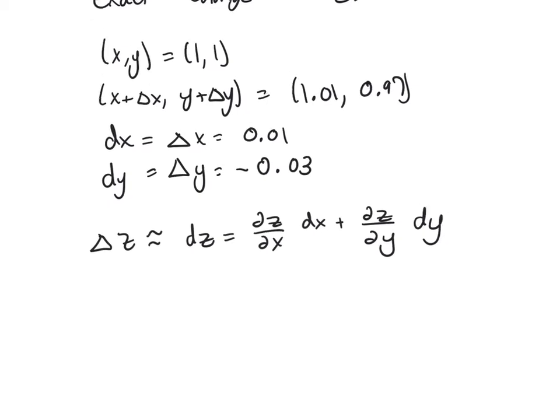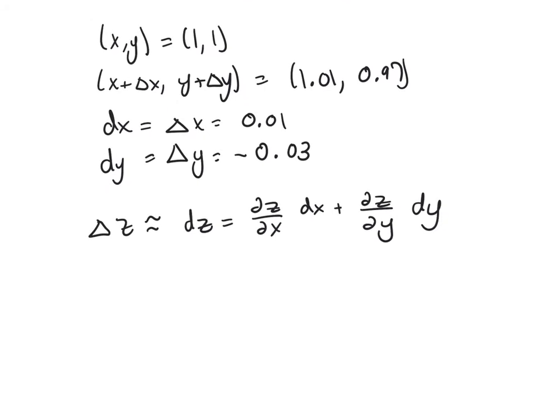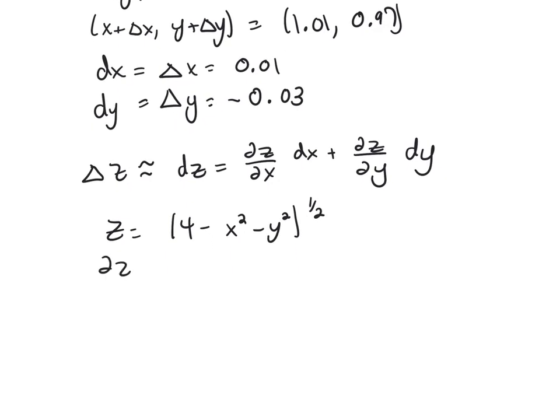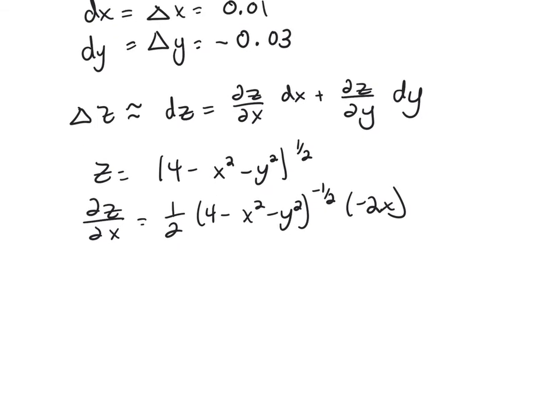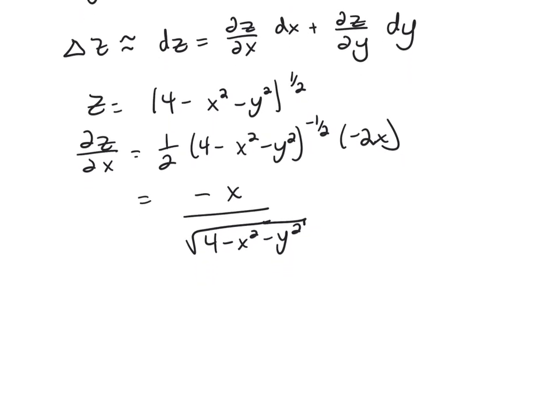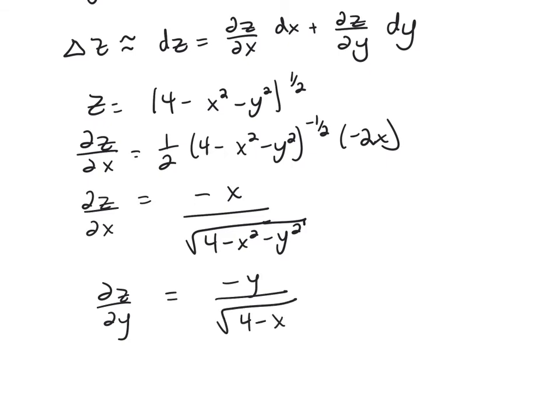So I've got to look at my function, and I'm going to rewrite it with an exponent of 1/2, and now let's find our partial derivatives. The partial derivative of z with respect to x is 1/2 times (4 minus x squared minus y squared) to the negative 1/2 times negative 2x. So you'll get negative x over the square root of 4 minus x squared minus y squared. And you'll get something similar for the partial derivative of z with respect to y. It'll be negative y over the square root of 4 minus x squared minus y squared.